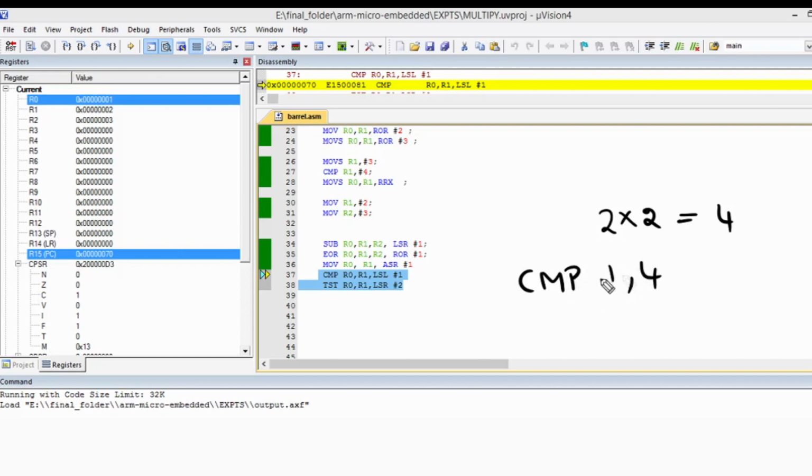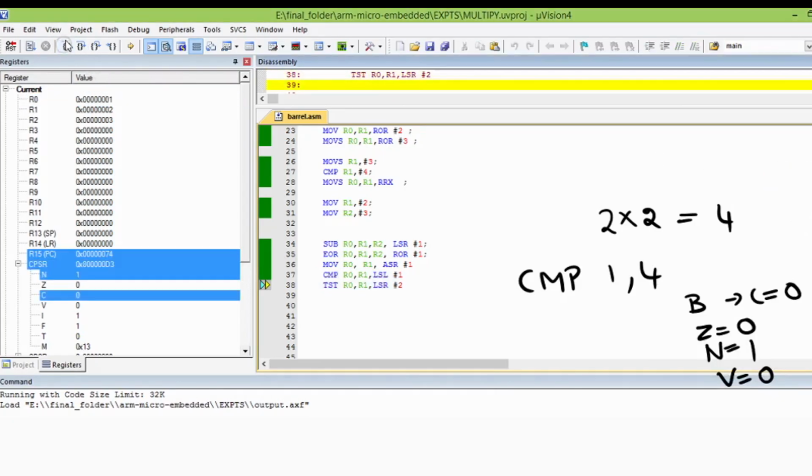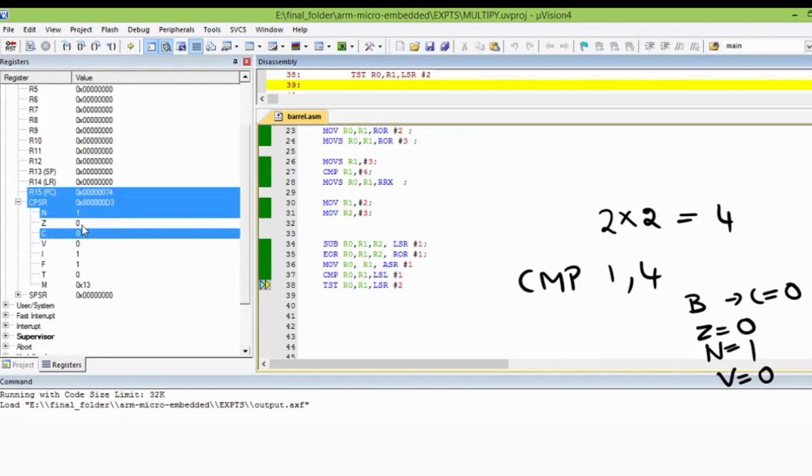So with 1 and 4, internally subtraction will happen, because of which a borrow is required. So carry will be equal to 0. And because they are not equal, z will be equal to 0. And because here the first value is smaller than the second value, n will be equal to 1. But overflow will be equal to 0. Let's see if that is what we get. n is 1, z is 0, c is 0, v is 0. And because it's just a comparison, the result won't be updated.